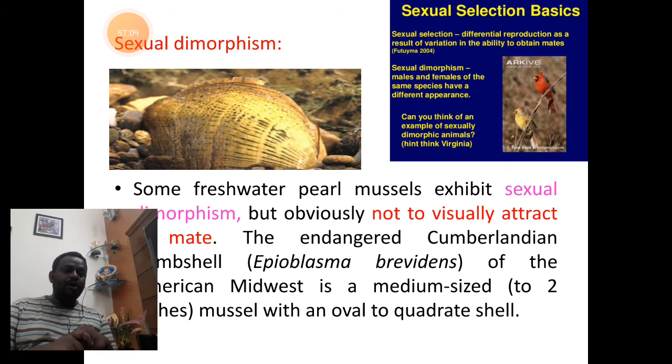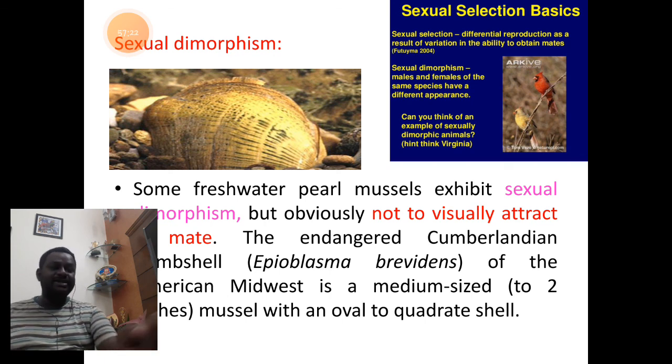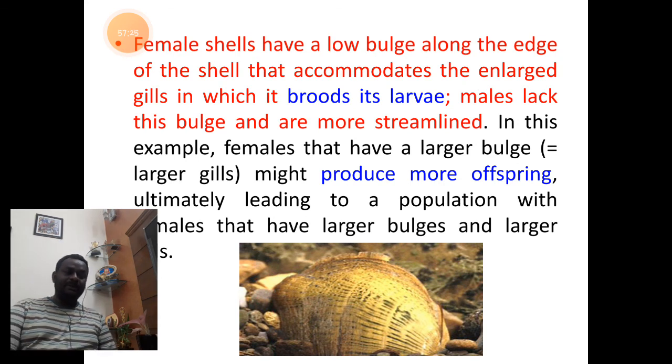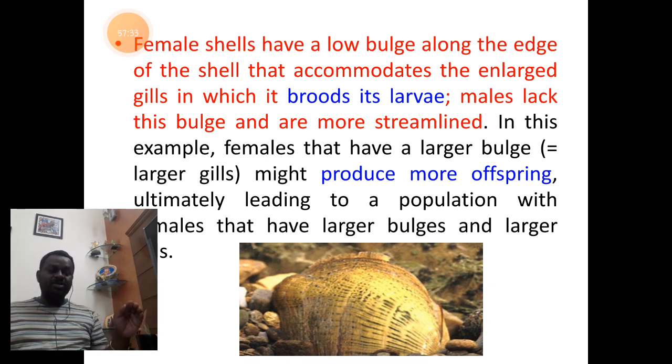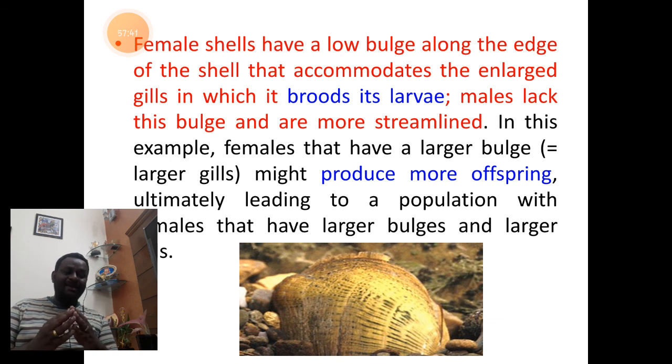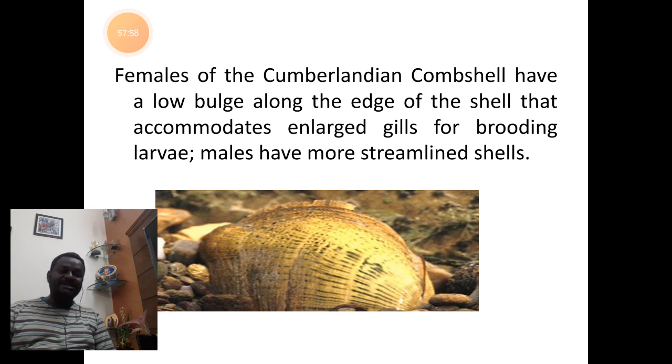The second example is the comb shell called Epioblasma brevidens of Midwest America, where the shell is oval to quadrate in shape. So the shape of the shell is important here. Females show a low bulge of shell to accommodate enlarged gills, which act as a brood pouch for the larvae. This bulging of the shell is lacking in males. Why do females have a larger bulge of shell? It is to favor better reproduction and better development of offspring. But in males, the shell is less bulging, so gills do not get involved in the breeding process here. Brood pouch activity is not seen.